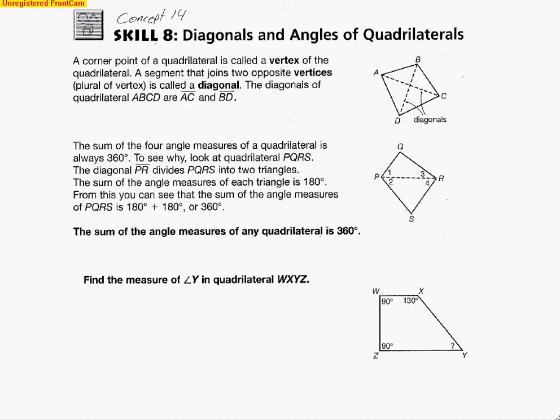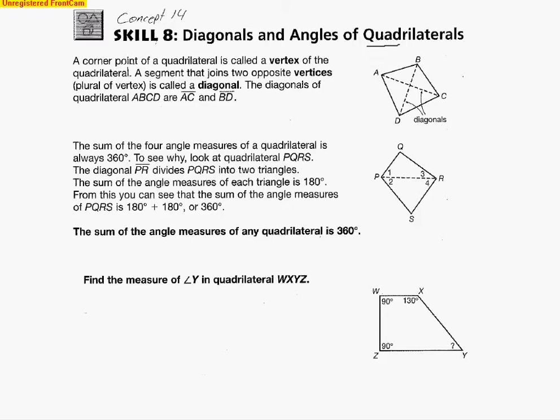This is the tutorial for Concept 14 Skill 8, and we're going to be looking at diagonals and angles of quadrilaterals. So let's take a look at a quadrilateral, and notice it has four sides, and that's what the prefix quad ends up telling us. Just as with triangles, tri means three.